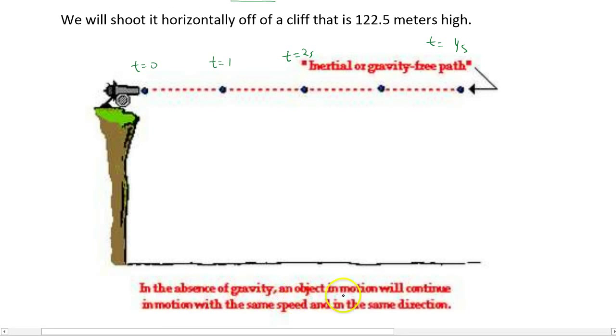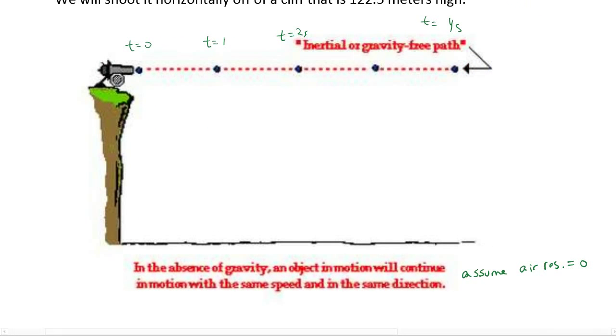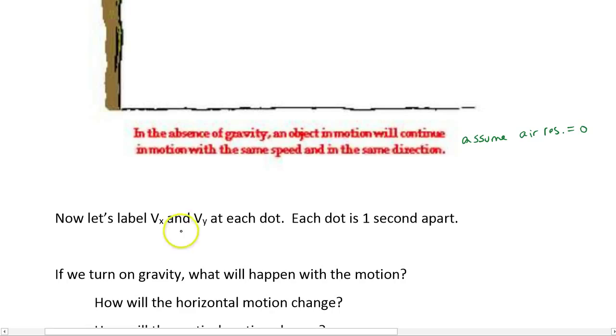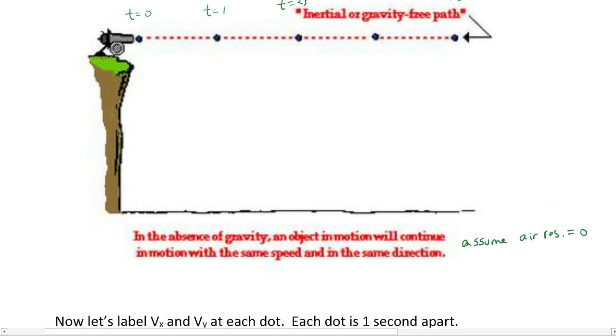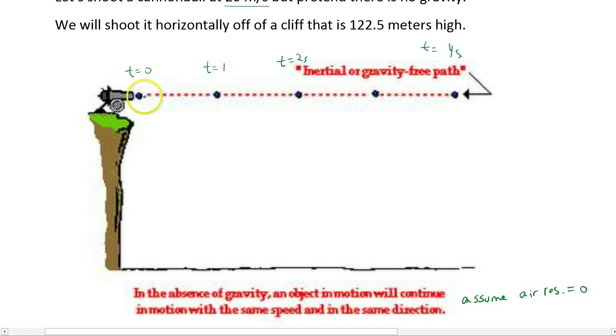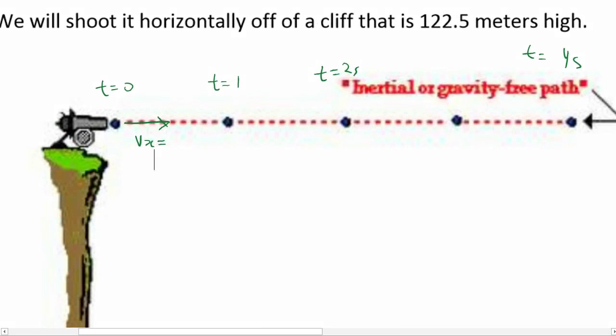In the absence of gravity, an object in motion will continue in motion with the same speed and in the same direction. So we're going to assume that the air resistance equals 0. That's your basic Newton's first law, object in motion stays in motion. Now let's label Vx and Vy at each dot. Each dot is 1 second apart. At this one, how far is it moving in the x direction? Vx equals 20 meters per second.